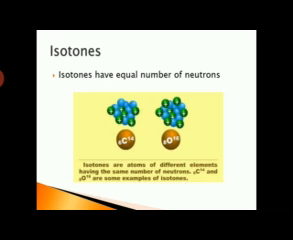Let us look into an example. 6C14 and 8O16. How many protons are there in 6C14? 6 protons are there. And in an oxygen nucleus, 8 protons are there. How many neutrons are there in this nucleus? You can find that by subtracting 6 from 14. So 14 minus 6 will give you 8.